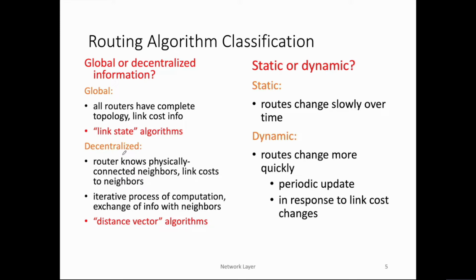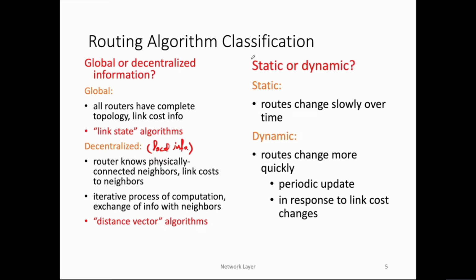Then we have decentralized. Here we have the local information, local info. Decentralized means that a router only knows about its neighbors that are directly connected with the router. So it follows an iterative process to compute and exchange the information with the neighbors, and the class of algorithms in this category are called distance vector routing algorithms.